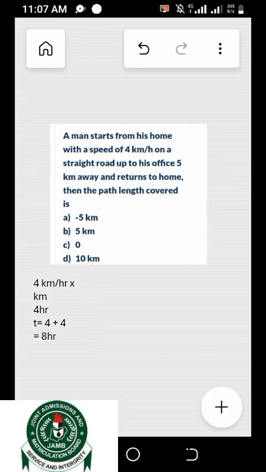So if we have that, then we are going to be calculating for the speed, right? Take notes. We already have a straight road to his office 5 kilometers away from home. That's the distance, right? 5 kilometers from home. That's the distance. So now we are going to be looking for the time.